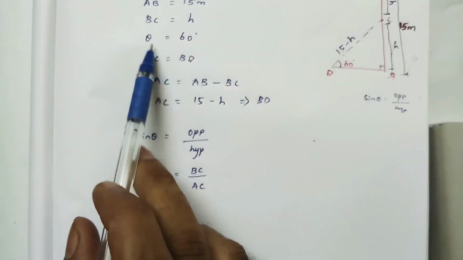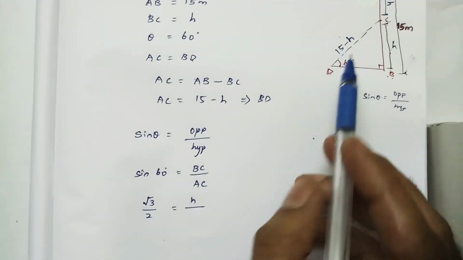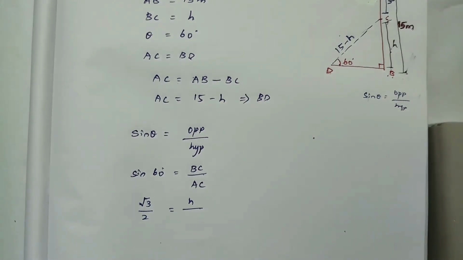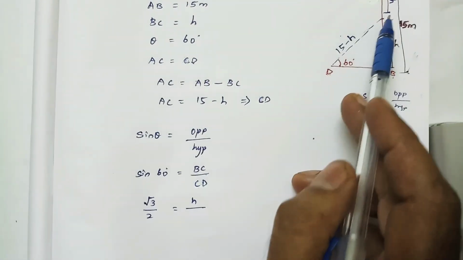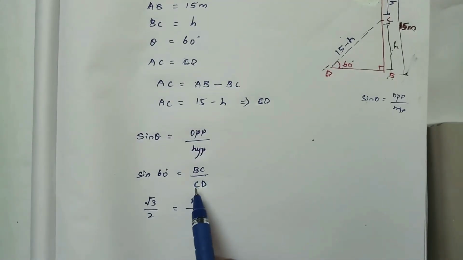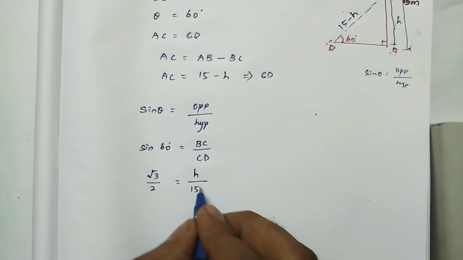BC, which is H. H divided by AC, that is BC divided by AC. Wait. AC is equal to CD, so CD is the hypotenuse. So BC by CD. What is CD? CD is 15 minus H. So H divided by 15 minus H.